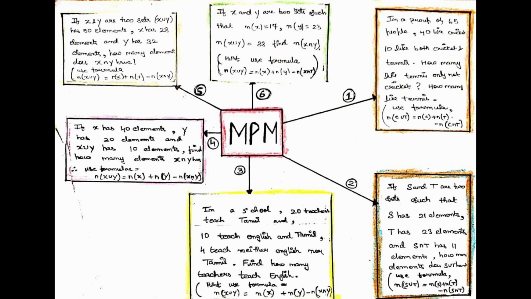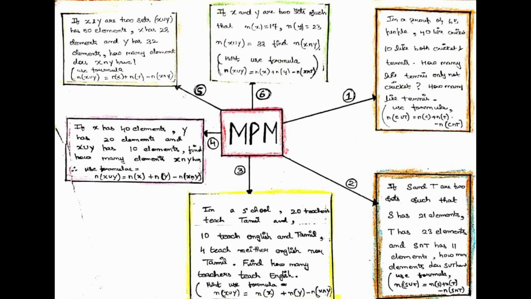Fifth, if X and Y are two sets such that X union Y has 50 elements, X has 28 elements and Y has 32 elements, how many elements does X intersection Y have? So again the formula is n(X ∪ Y) = n(X) + n(Y) − n(X ∩ Y).